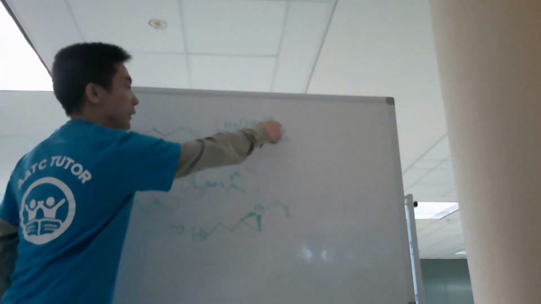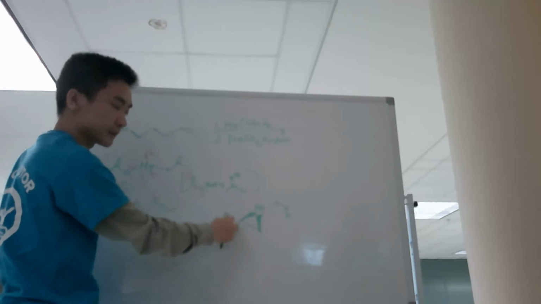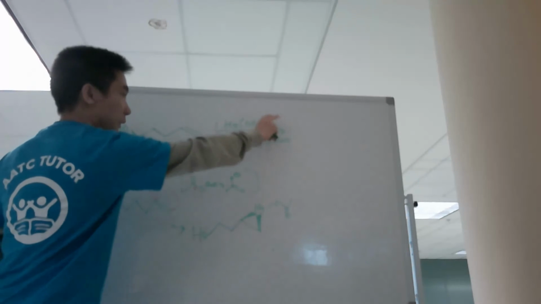Okay. And now, usually the next step, we have either water or alcohol attacking the more substituted side of the ring, but we don't have water or alcohol in this case.